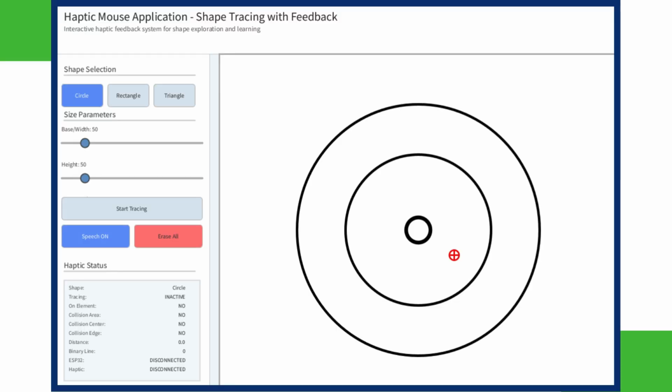This is our actual GUI where you can see the figures that we trace, also the shape selection on the left side, which are circle, rectangle, triangle, and some options like the base of the circle, the height of the circle, to start tracing, and some things like the speech for the blind people, because this interface is not for them, it's for the people that are going to help them to start using it.